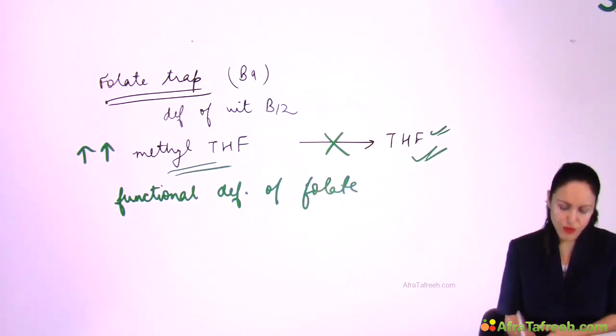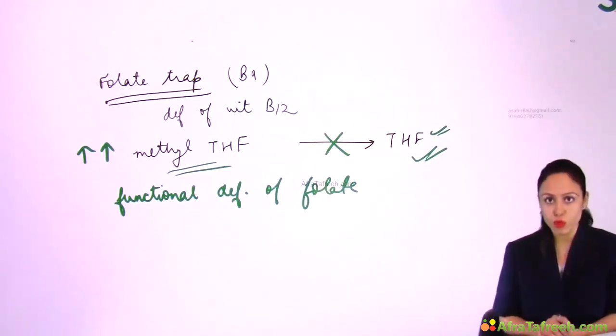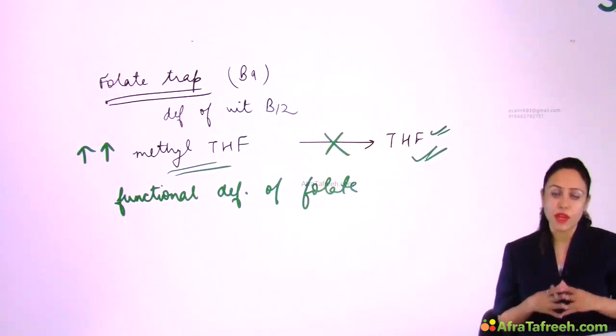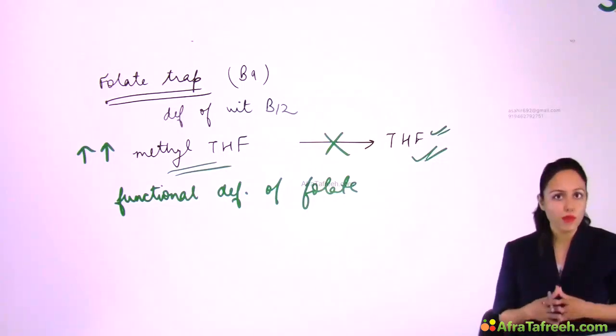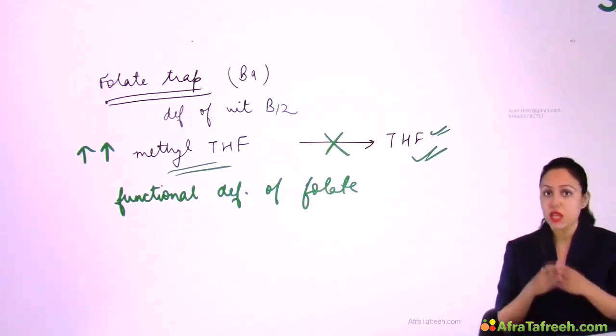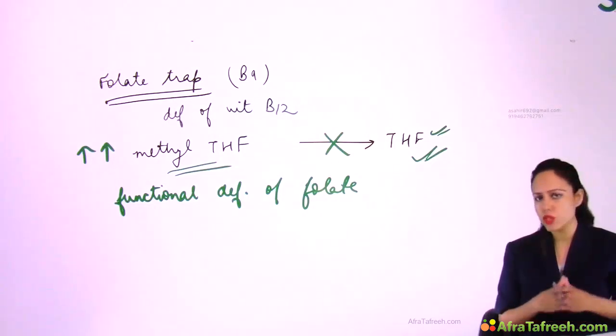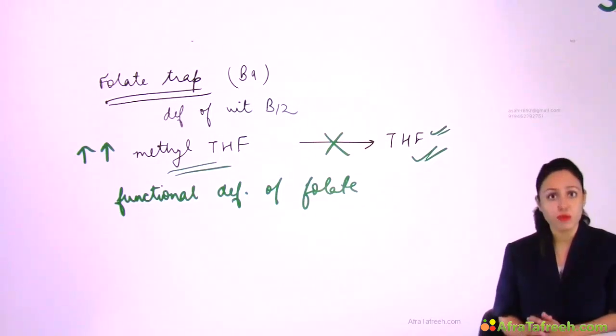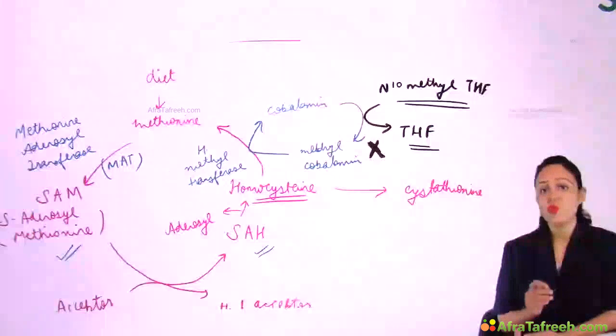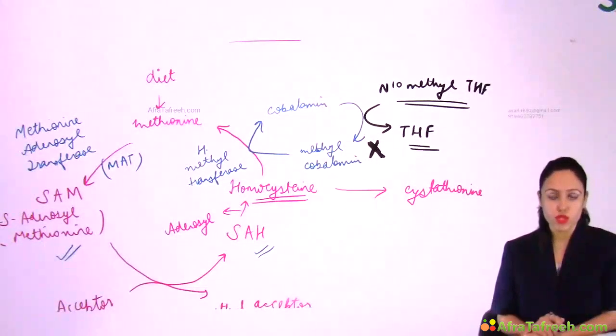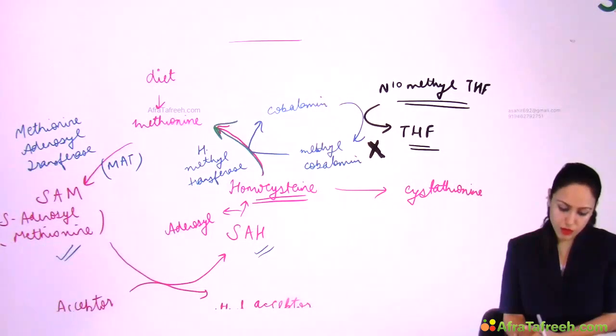There is too much folate in the body, but this folate is of no use, and this folate trap, that is, all the folate gets trapped in the form of methyl tetrahydrofolate. This occurs in B12 deficiency, not in B9 deficiency, right? Be careful with this point. So this was one route of the metabolism of homocysteine, that is, homocysteine converted to methionine.